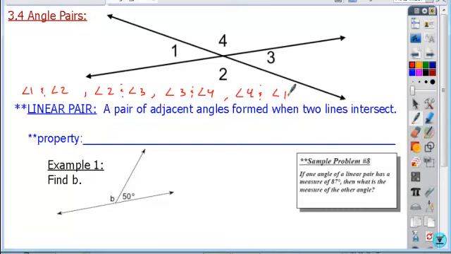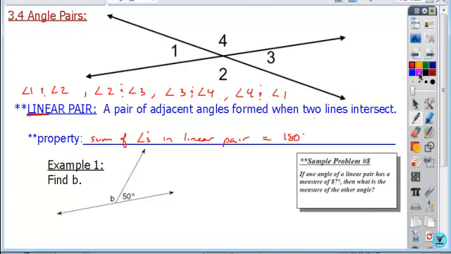Okay, so when you're looking at a linear pair, the property that is true for all linear pairs is embedded within its name. It's a pair of angles that form a straight line. So what does that mean the sum of the angles has to be? Matt? 180. So the sum of the angles in a linear pair is equal to 180 degrees.